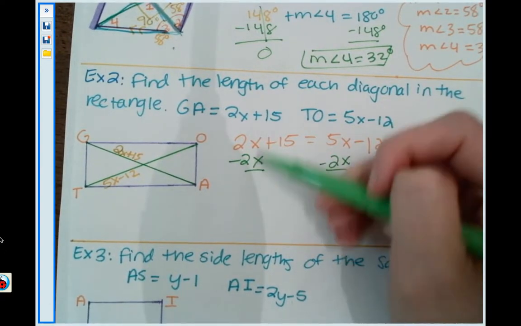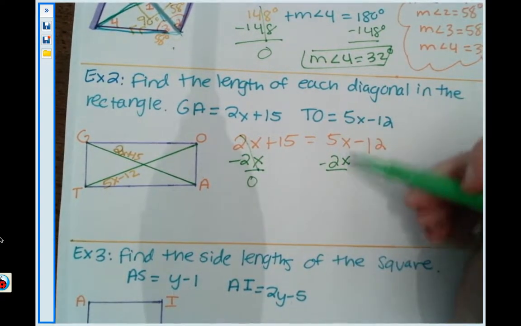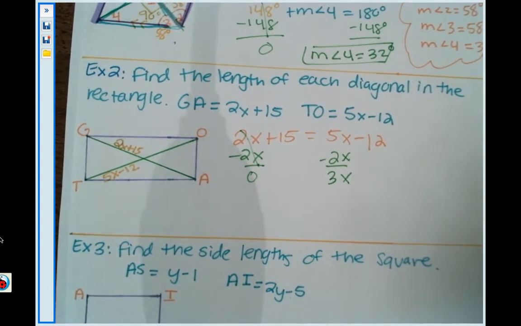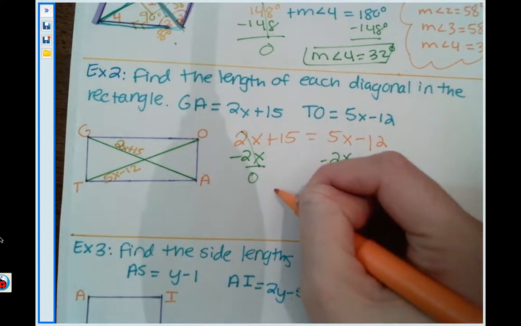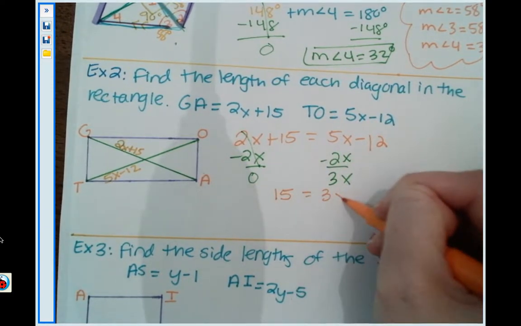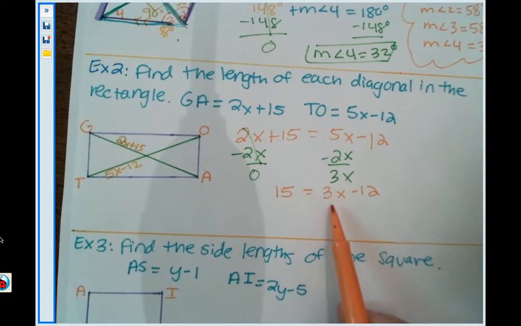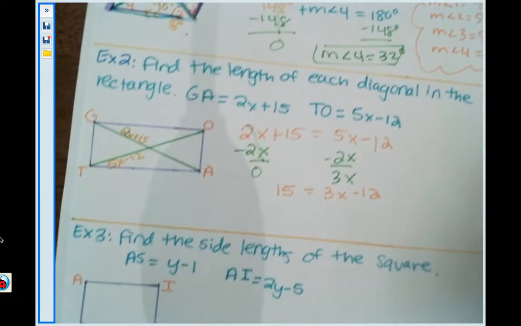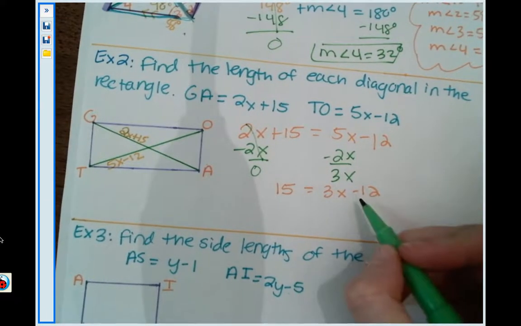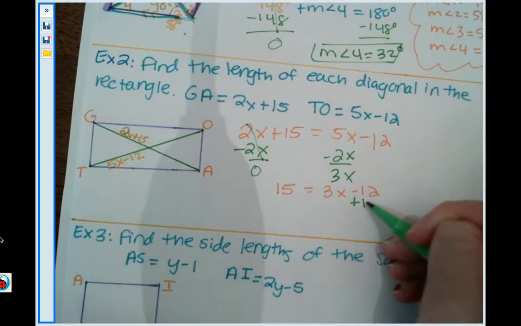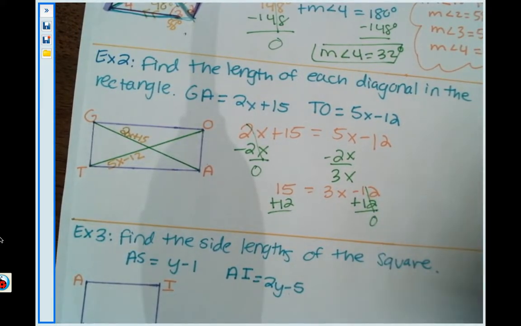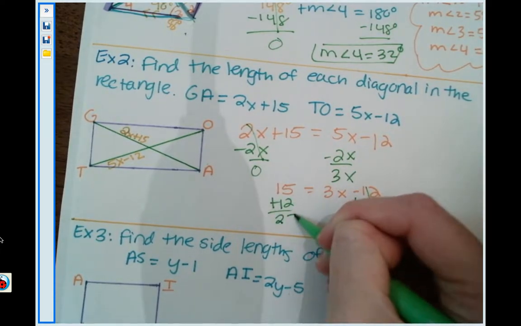2x minus 2x cancels and turns to 0, and 5x minus 2x gives me a 3x. So now what I have is 15 equals 3x minus 12. Now I've got to get this x by itself, so I need to bring this negative 12 to the other side. How do we bring it to the other side? You add it on both sides, since it's the opposite of a negative. So negative 12 plus 12 cancels out and turns to 0, and 15 plus 12 gives me 27.